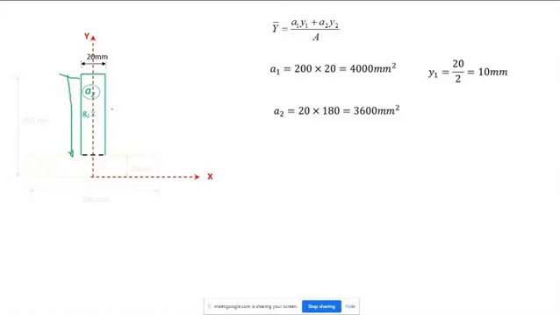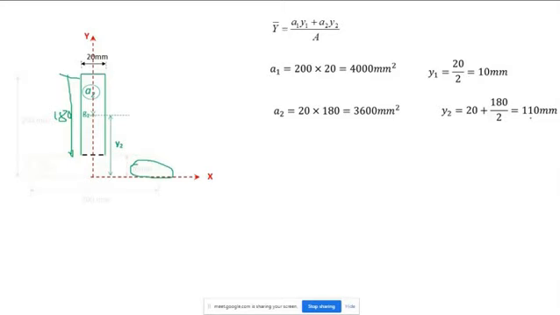Next, similarly, y2. y2 is nothing but the distance of G2 from the x-axis, which is 20 mm plus 180 divided by 2. So 180 divided by 2 will give you this distance from here to here. So 180 by 2 plus 20 will give you the y2 value. So 20 plus 180 by 2 is equal to 110.